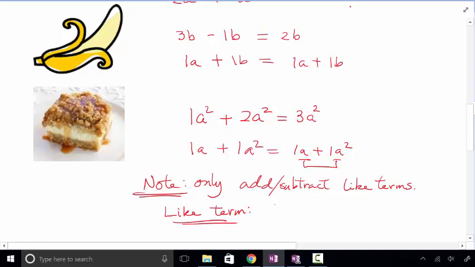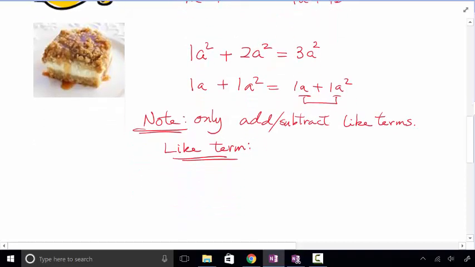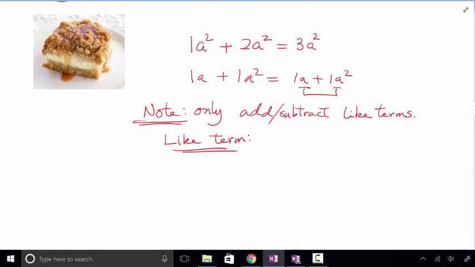Please, you need to study the words, right? I mean, it's going to come up on the test. I'm going to ask you what like terms are. You better know what they are, right? So you better make sure you understand and be able to define like terms. So what are like terms?